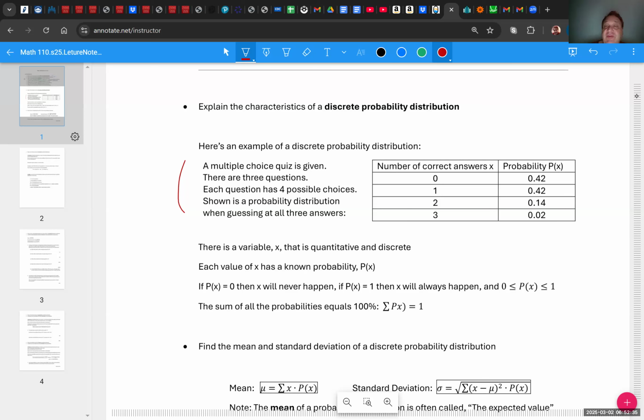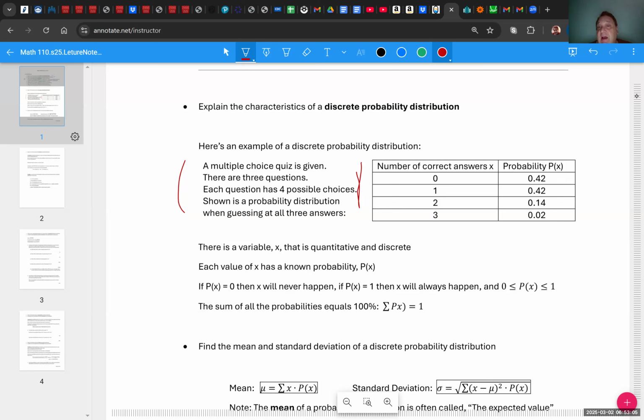And I have shown over here a probability distribution when guessing at all three answers. So there are three questions. If you're guessing at all three questions, you could get zero questions correct, one question correct, two questions correct, or all three questions correct. So there are four possible numbers of correct answers that you can get: zero, one, two, or three. For each of those, there's a probability.